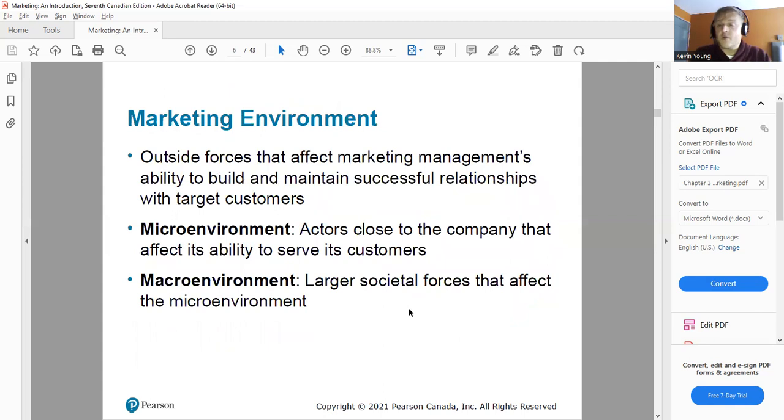So marketing environment, what is it? So outside forces that affect marketing management's ability to build and maintain successful relationships with target customers. So there are outside forces such as competitors, right? A micro environment versus macro environment. So micro is actors close to the company that affect its ability to serve its customers, and macro is the bigger picture, so larger societal forces that affect the micro environment.